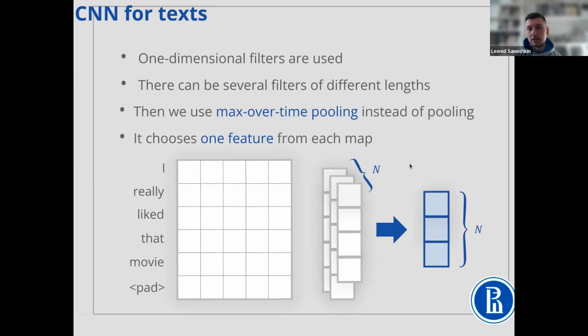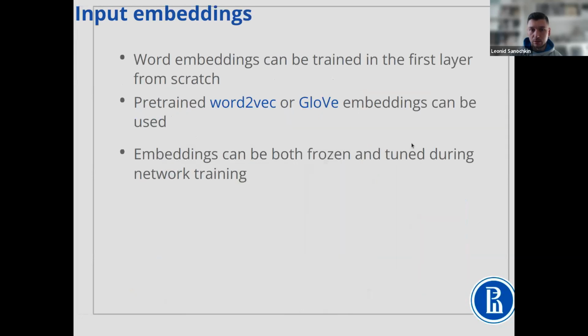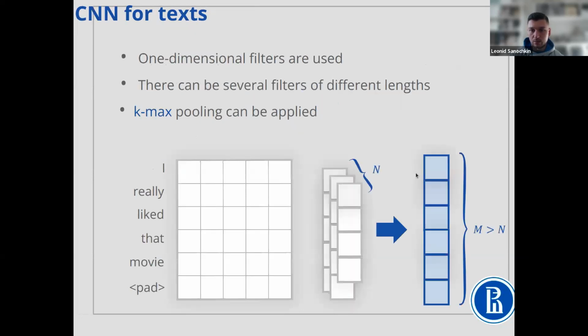And then we apply what is sometimes called max over time pooling. So we just choose one feature from each of the feature maps that were constructed by applying all of our several convolutional filters. And then with this result vector, we connect to some other hidden states, which are usually dense layers, and then perform classification as we do with simple convolutional neural networks that you are familiar with for image classification tasks.